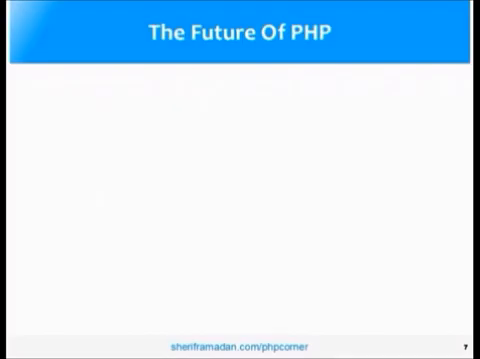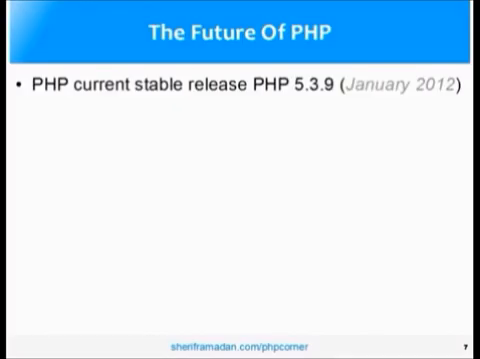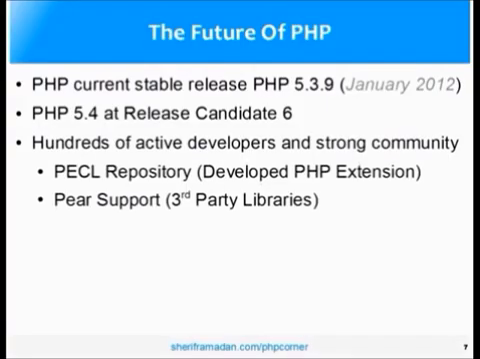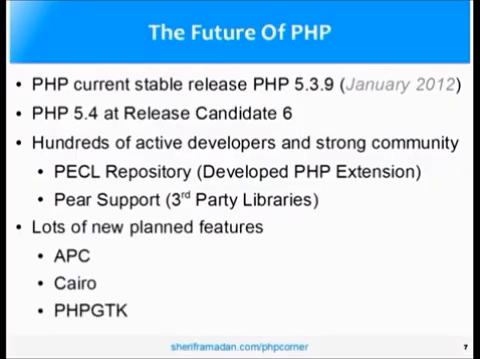So what does the future of PHP look like? Well, the current stable version of PHP is 5.3.9 as of the time of this recording, and 5.4 is very close to being released, with the 6th release candidate already out. There are hundreds of active developers that work on PHP all of the time, so you can rest assured that it does still have a very strong community, constantly developing new extensions and third-party libraries for PHP, taking a look, for example, at the PECL and PEAR repositories. There are also lots of new planned features that are constantly being integrated into the PHP source tree, such as APC or Cairo.